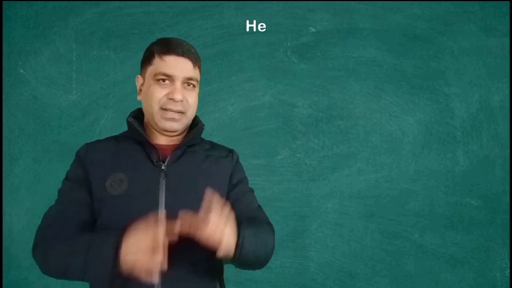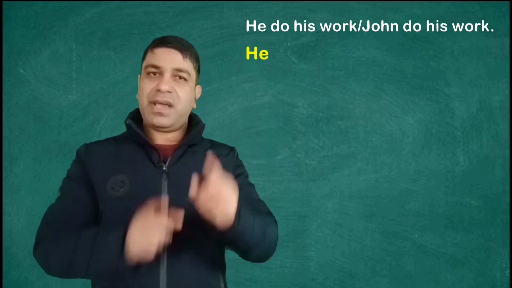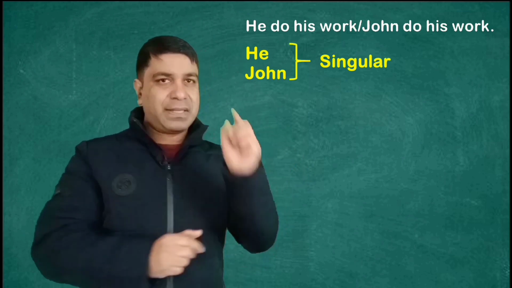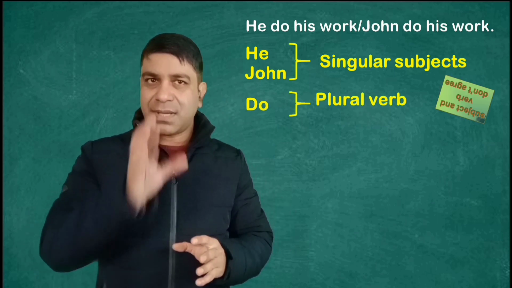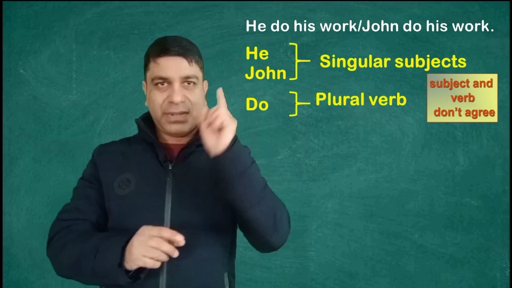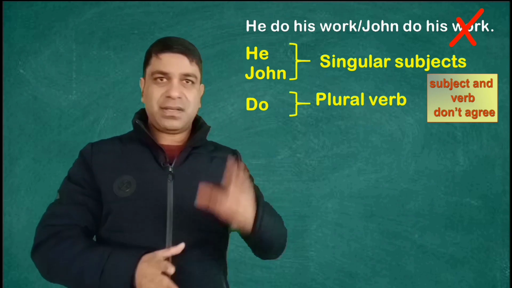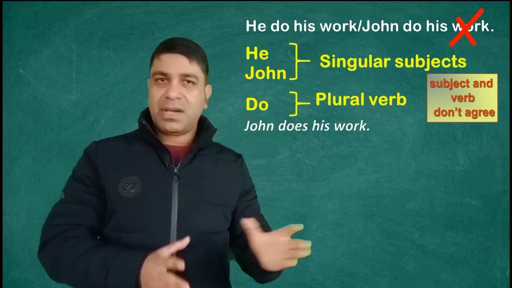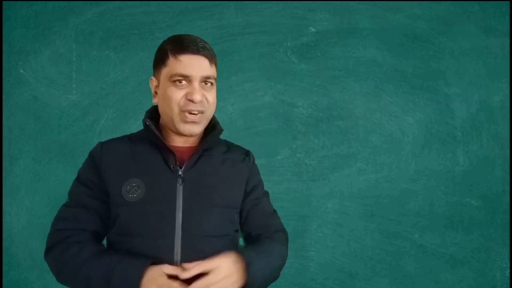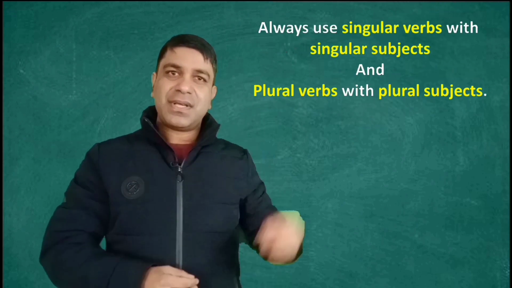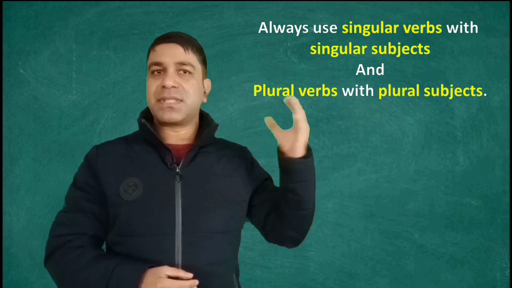However, you cannot say he do his work or John do his work because he and John are singular names and do is a plural verb. In this sentence, subject and verb don't agree. So this sentence is grammatically incorrect. The right way to say is John does his work or he does his work on time. So in order to avoid this mistake, always use singular verbs with singular subjects and plural verbs with plural subjects.